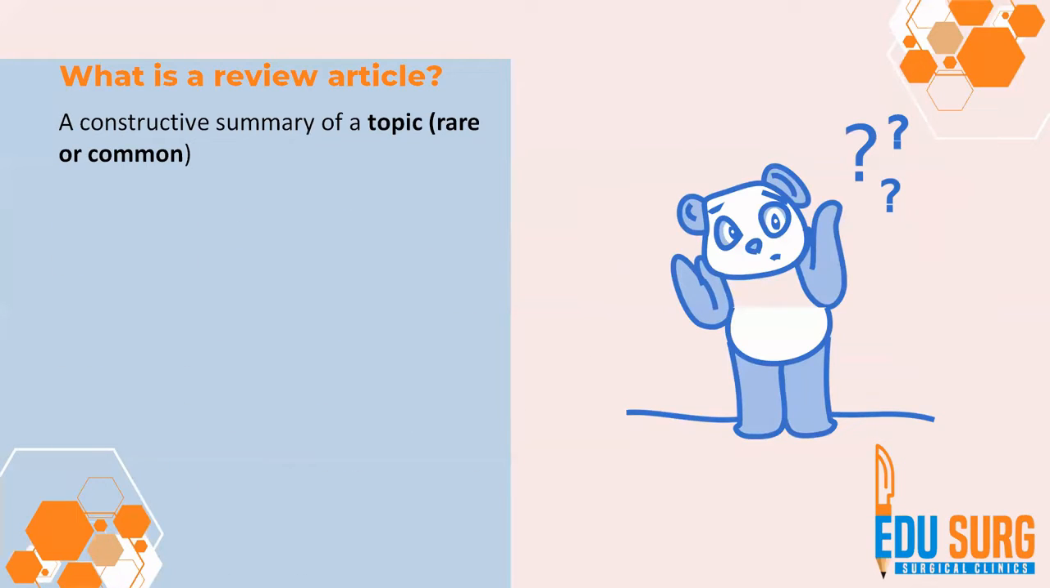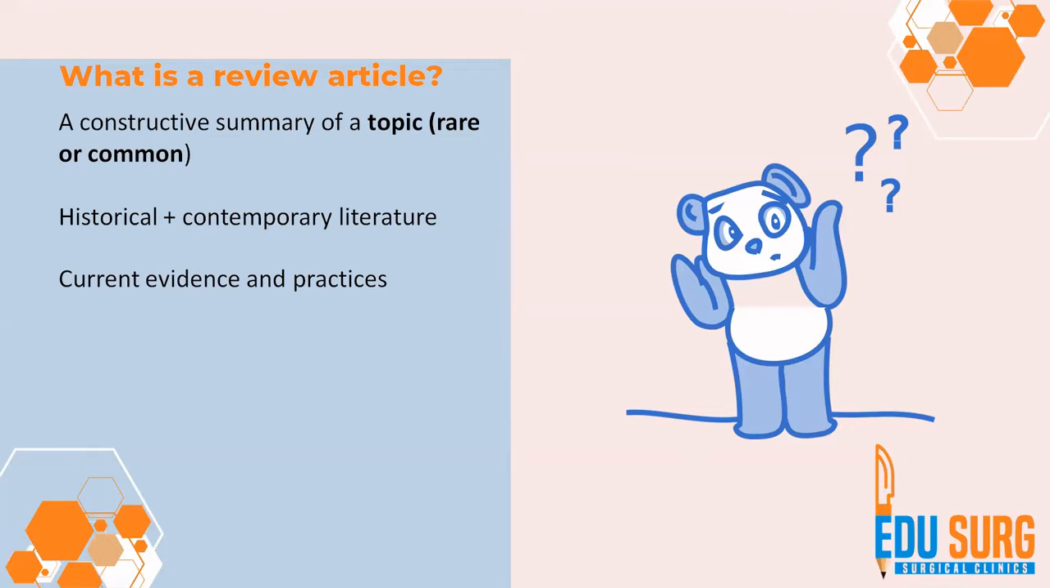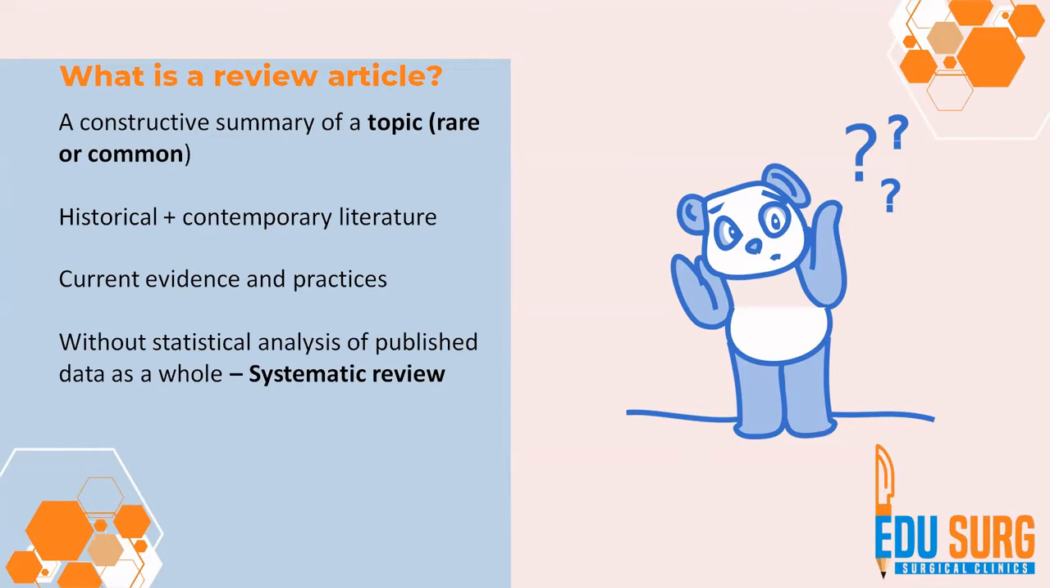So, what is a review article? Basically, it is a constructive summary of a topic. Now, the topic can be rare or common, but what you are doing is, instead of a reader wanting to read, say, 30, 40 articles that have been published on a topic so far, you are trying to create a constructive summary of that topic. So, there will be historical as well as recent advances and practices.